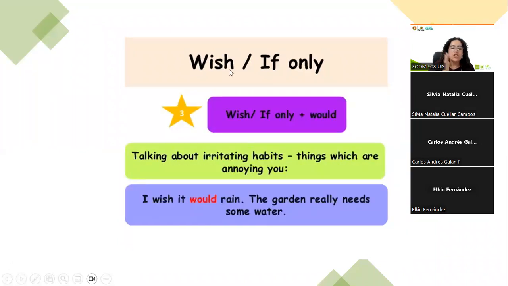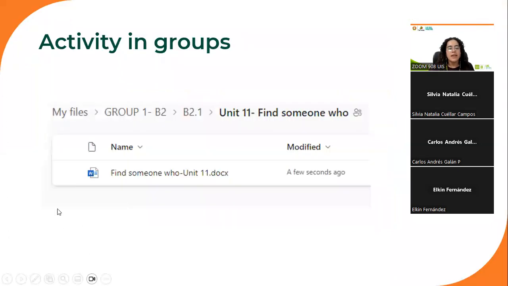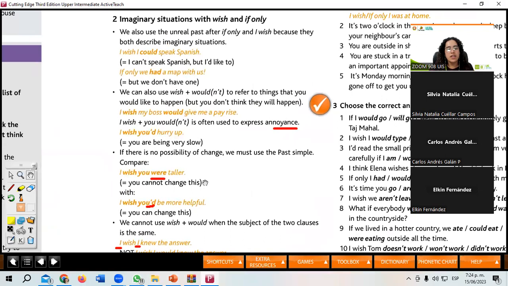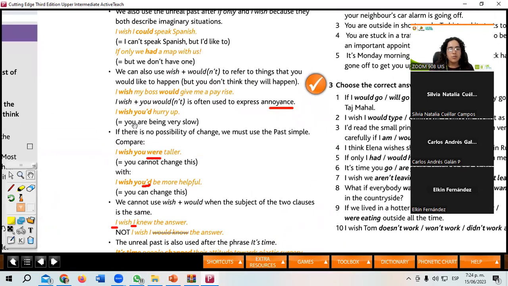When we use wish or if only plus would, generalmente es para hablar de hábitos o cosas que nos irritan, nos molestan. I wish it would rain. Ojalá lloviera, right? I wish it would rain. The garden really needs some water. Entonces, el would específicamente se refiere a cosas que nos molestan o que nos generan cierta angustia, molestia. Usamos el would. I wish it would be more helpful. I wish it would rain. Okay?